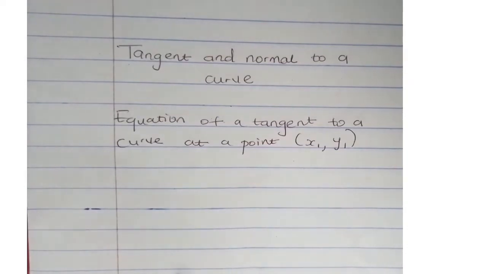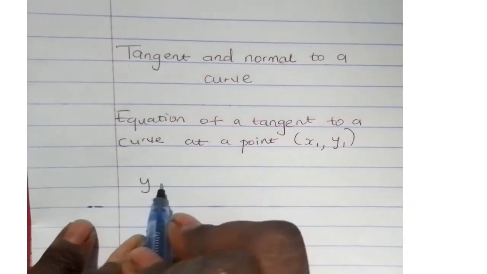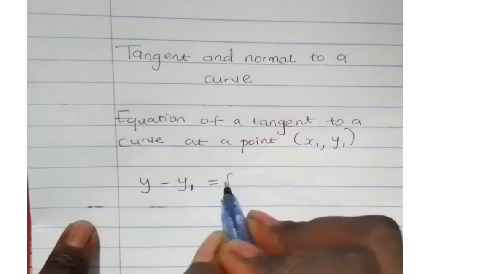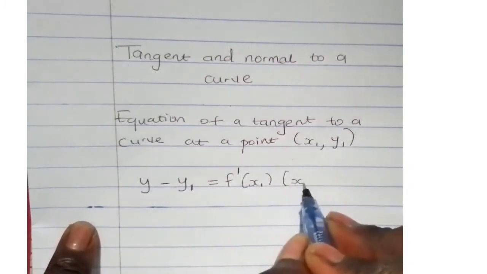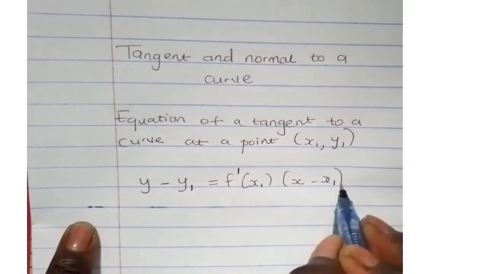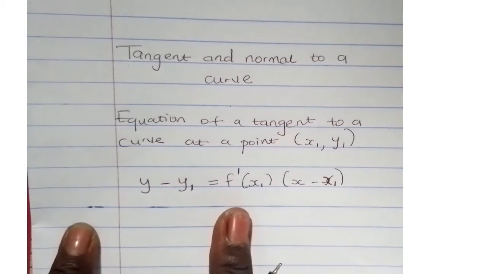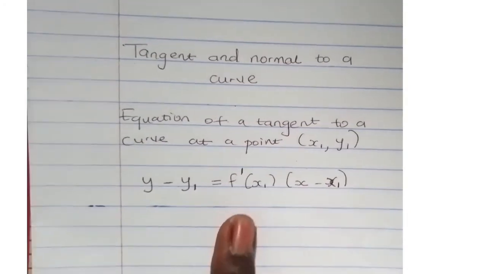Now the formula for the tangent of a curve at a point is given as y minus y1 is equal to f prime of x1 into x minus x1. Now f prime simply means the derivative of the function that will be given to us. Either you call it dy/dx, y prime, or f prime. It means we are differentiating that function.